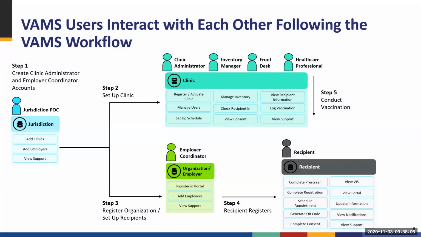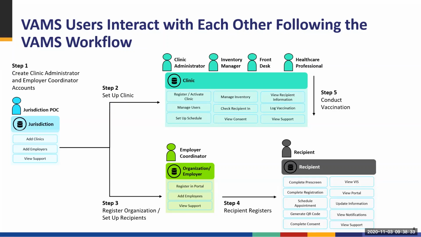Thanks, Lindsay. This workflow shows how the Vams portals and their users interact with each other. There are a series of activities that each user will engage in that will trigger or allow an action on the part of another Vams user. For example, the first step for everyone to begin using Vams begins with the jurisdiction POC adding clinics and organizations in Vams in order for them to activate and register their accounts.